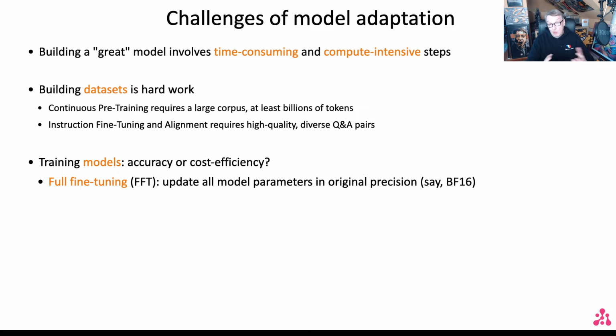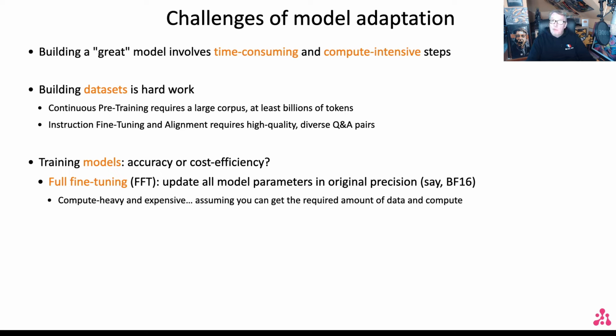In fact, if you work with really, really large models, they may not even fit in a single GPU, and then you need to do distributed training on multiple GPUs, and it's all kinds of fun. So it is compute heavy. It can be expensive: long-running jobs on expensive GPU instances, assuming that you can even get them.